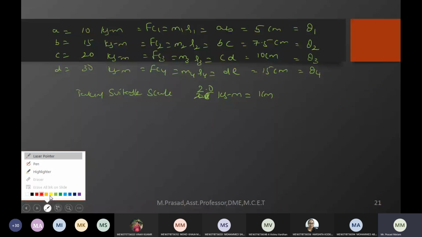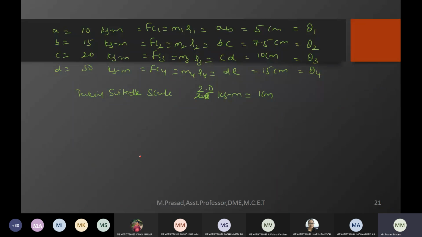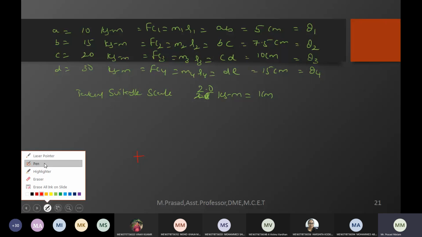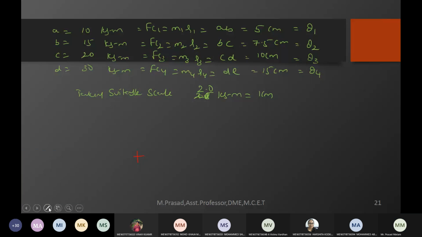Okay, let me draw here itself. I'm taking a reference point. With the help of this reference point, the first vector I am drawing is FC1. This is my FC1. This is A and B, whose length is 5 centimeters. This is drawn at an angle of theta 1. The vector AB, moving in this direction, has a length of 5 centimeters.